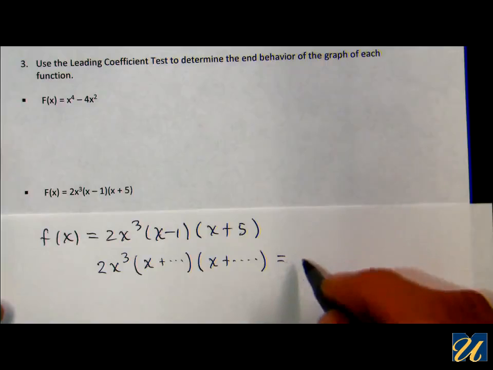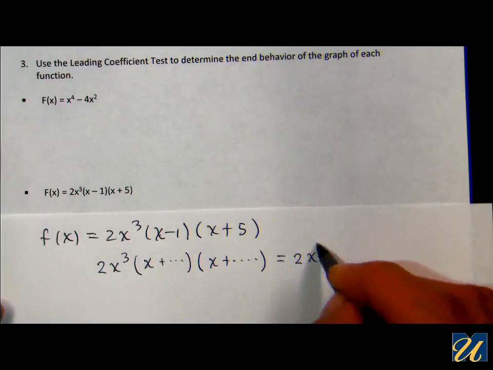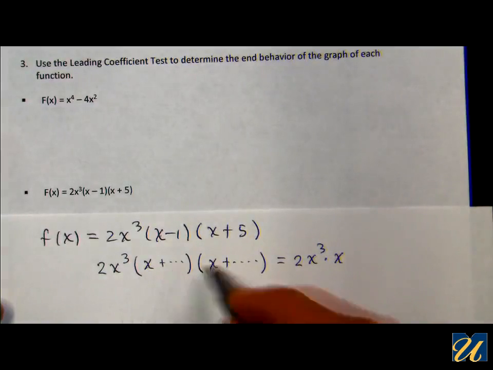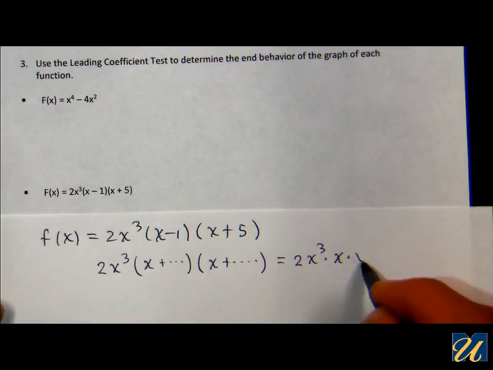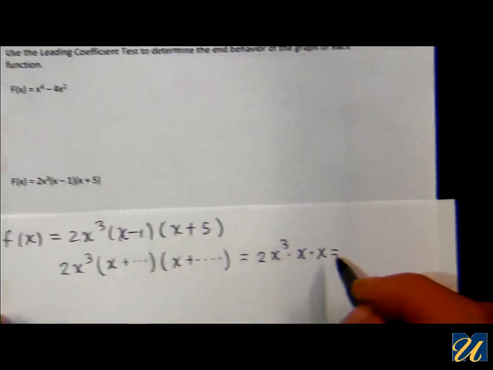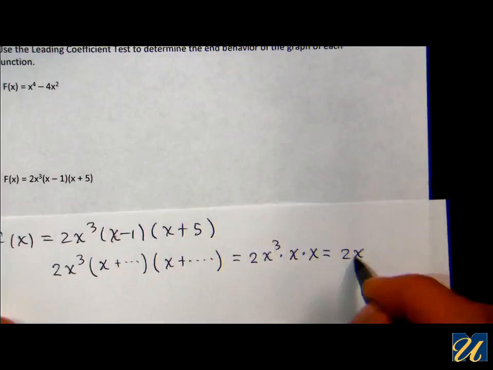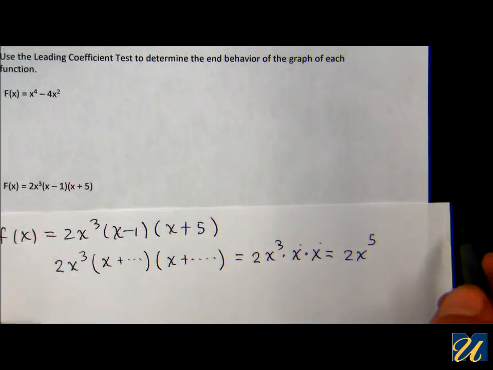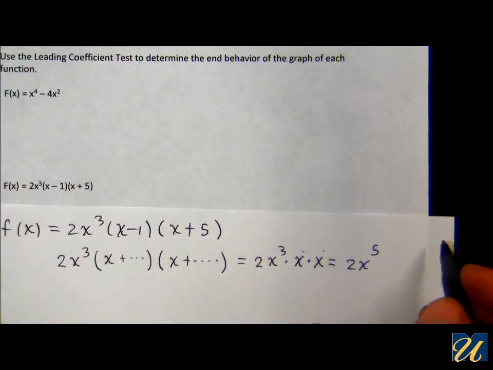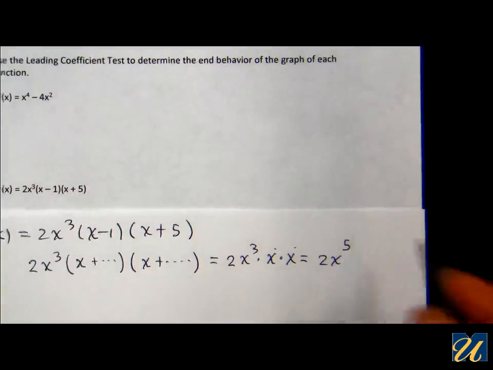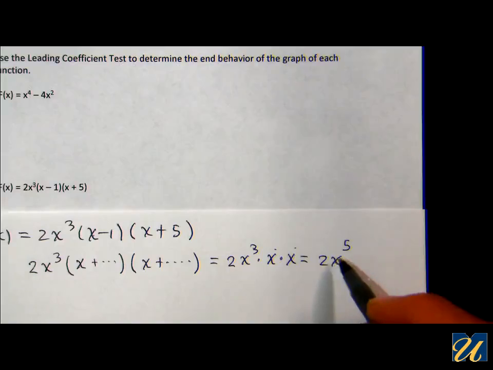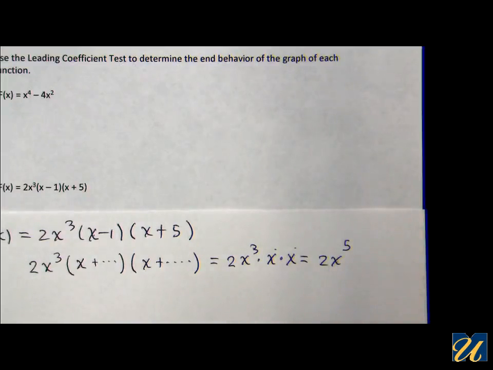So if we imagine multiplying it out, you'd have 2x cubed times an x contributing from this parentheses times another x contributing from that parenthesis. So that'll give us 2x to the 3, 4, 5, 2x to the fifth. Okay, 2x to the fifth. So there's your lead term. Now we have odd degree. Odd degree will have opposite end behavior.